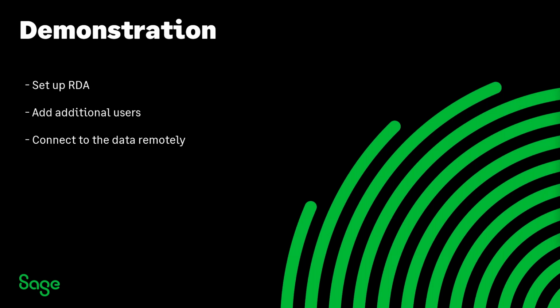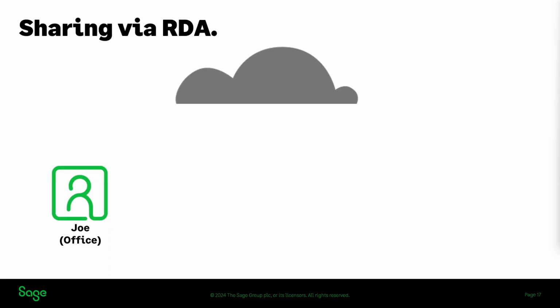Okay, so I haven't had any questions come through as of yet, so what I'm going to do is go through the demonstration of how to set up remote data access, how to add additional users, and then how to connect remotely. Do get your questions across, and I'll pick those up towards the end if you do have any. Okay, so first we're going to set up remote data access from Joe's location. So let's take a look at the first video demonstration of what this looks like.